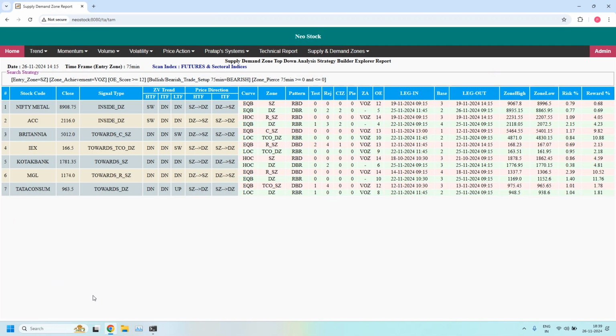With this filter we got 7 stocks, and all these 7 stocks are currently supporting a bearish trade setup for weekly income trade. That is, entry time frames are 75 minute supply zones. Out of these 75 minute supply zones, there could be some high probability zones available. Let's filter based on zone confluence, supply zone confluence. So let's go back.